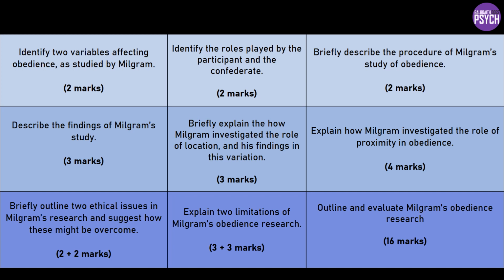Okay. Explain how Milgram investigated the role of location and his findings. So this was the one where the baseline study was done at Yale University, remember, in that lab, and he moved the study and replicated it at a rundown office block downtown, somewhere that he'd rented out. So that's the procedure. It's the same procedure, it's just downtown in a run-down office block. In terms of the findings, well, again, compared to that 65%, obedience fell to 47.5.